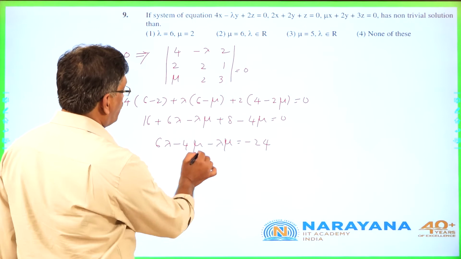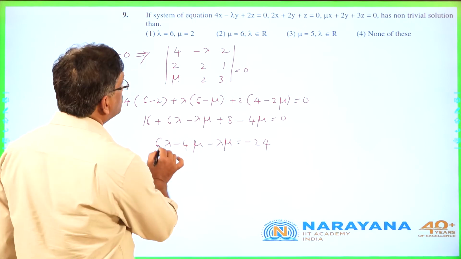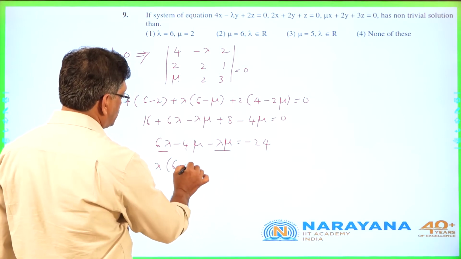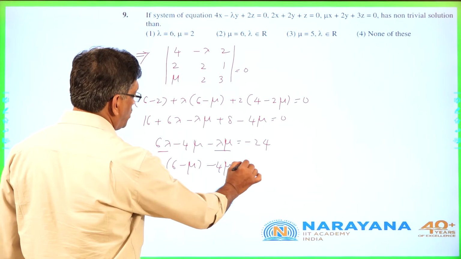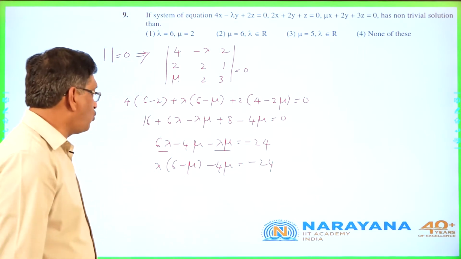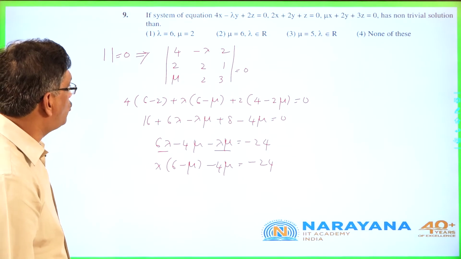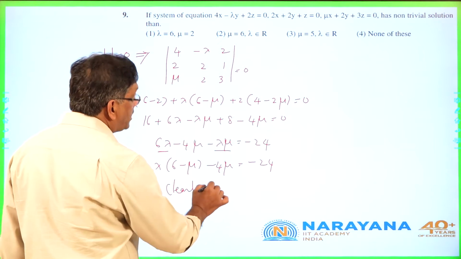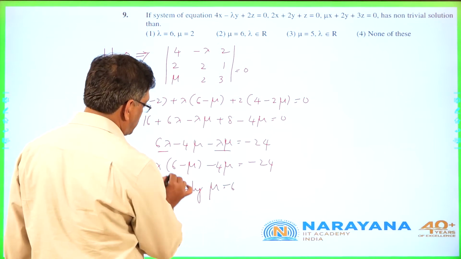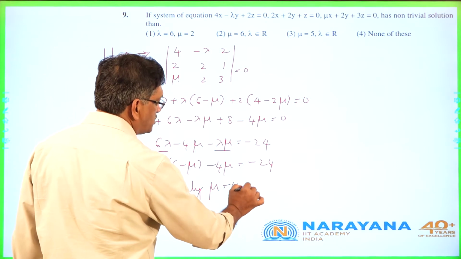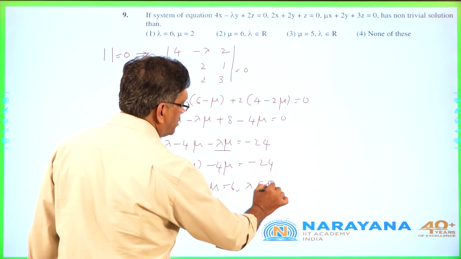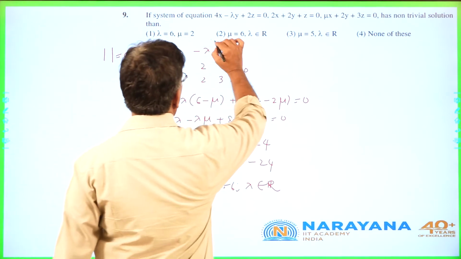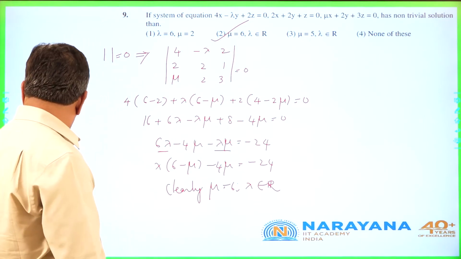From these two, I will take this one and this one. I will take lambda common: lambda into (6 minus mu) minus 4 mu equal to minus 24. This will be minus 24 only. Clearly, mu is equal to 6. Then this becomes 0. Since lambda is not represented, that means lambda can take all real numbers. So, simple problem from matrices. Go to the next one.